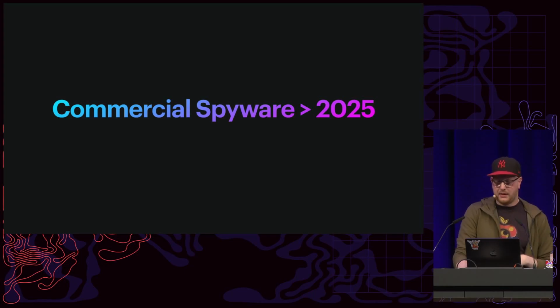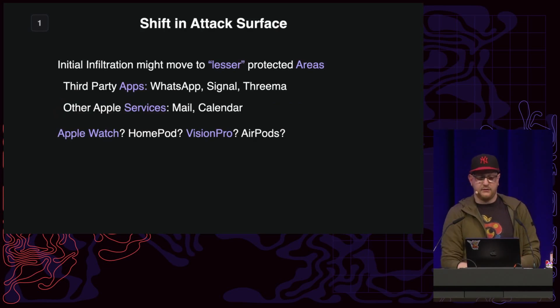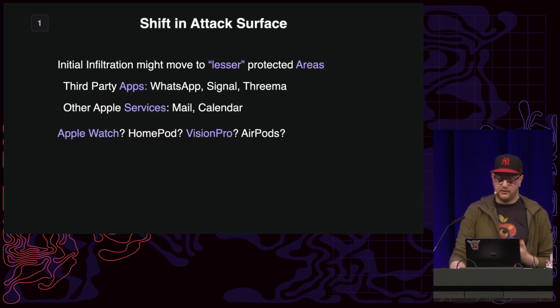Let's chat briefly about how commercial spyware might change in 2025. What I suspect is that they might move their initial infiltration to less protected areas, like third-party applications, WhatsApp, Signal, Threema, other Apple services, mail, calendar, or something that we have seen in the past. And something that I don't think anyone ever actually looks at is what happens with an Apple Watch, a HomePod, a Vision Pro, AirPods, whatever other Apple devices you can look at. I don't know how to do forensics on some of those, and I don't think anyone is actually looking.